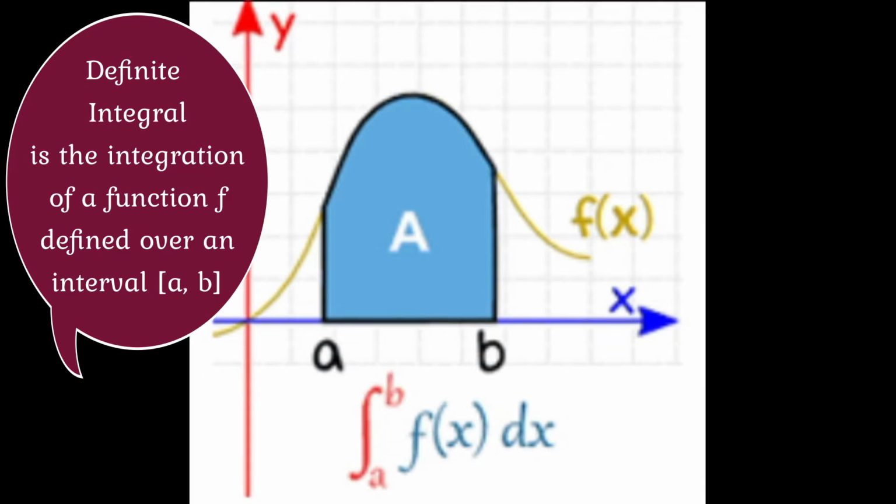In the figure, the shaded region is the area under the curve defined by the function f of x between x is equal to a and x is equal to b and above the x-axis. Here, in order to obtain the shaded area, we integrate f of x from x is equal to a to x is equal to b along the line segment AB that lies on the x-axis.